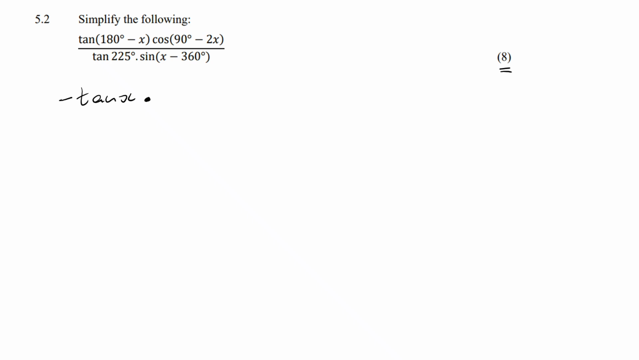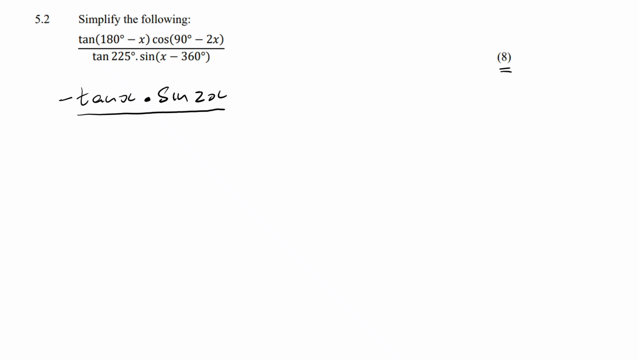The cos, I see 90. That's a cofunction. Cos changes to sine. Where it's 90 minus theta, that's quadrant 1, because when I minus from 90, I'm going to 0. So that's quadrant 1. How is cos in quadrant 1? Positive. But this changes into what? The sine of that angle. And everything is divided by tan 225.